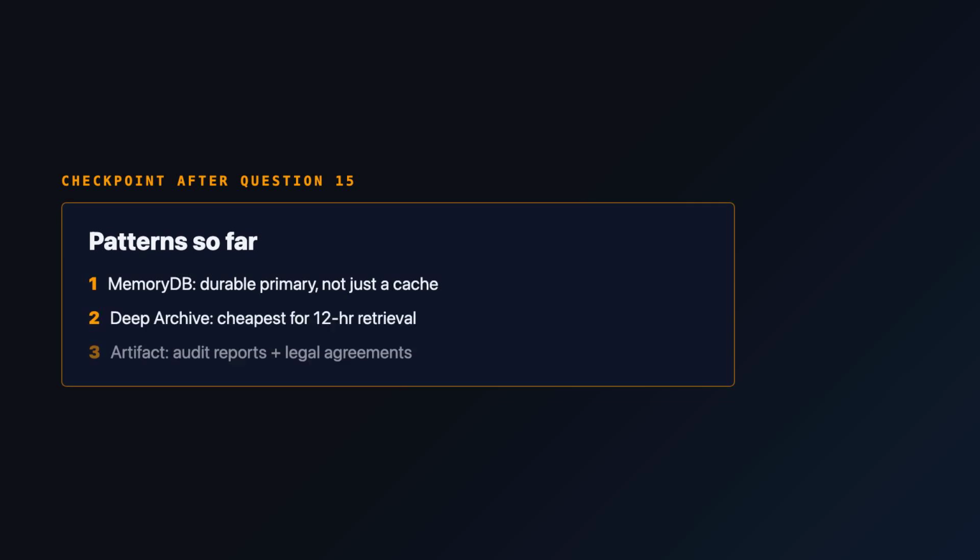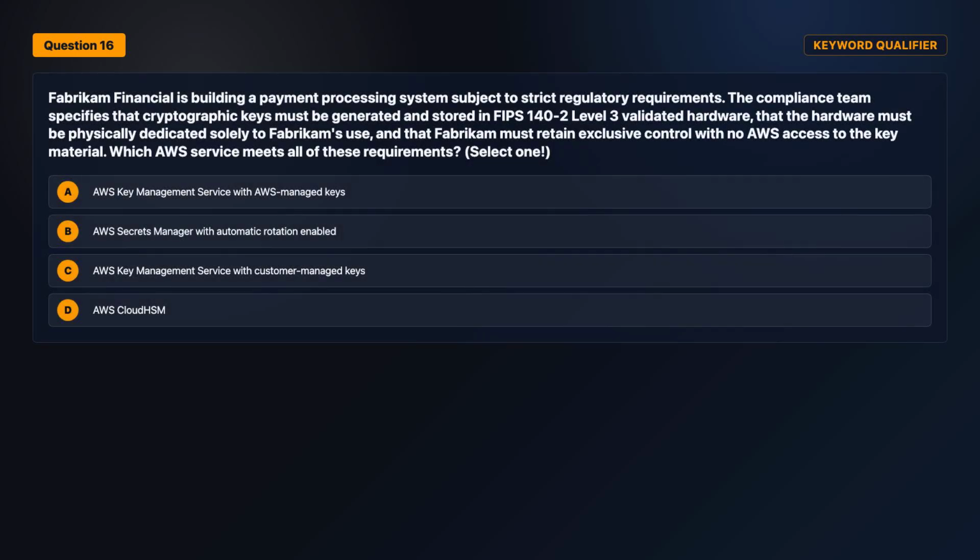MemoryDB is the durable primary store, not a cache. Both Glacier tiers meet 12 hours, so Deep Archive wins on cost. Artifact is your self-service portal for audit reports and legal agreements. Let us keep moving. Question 16.